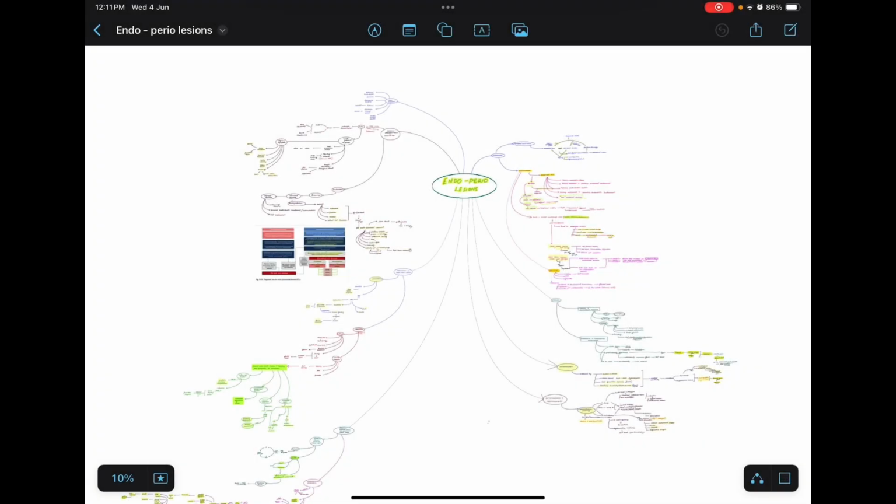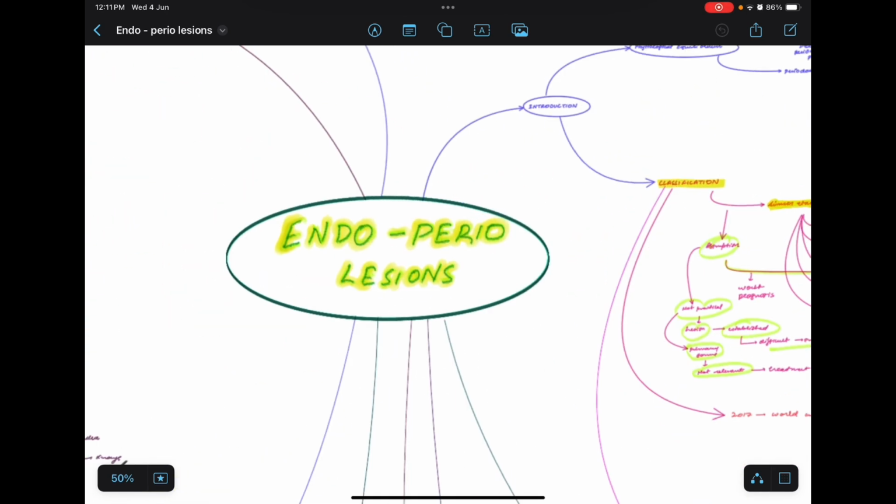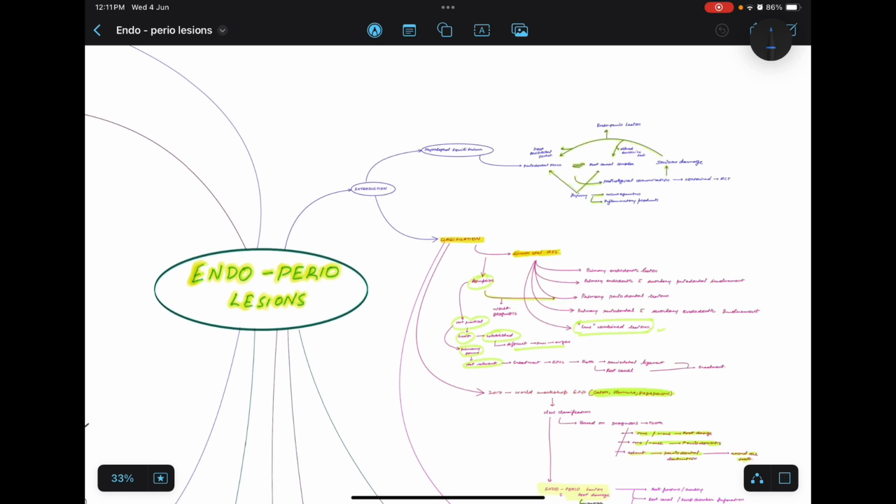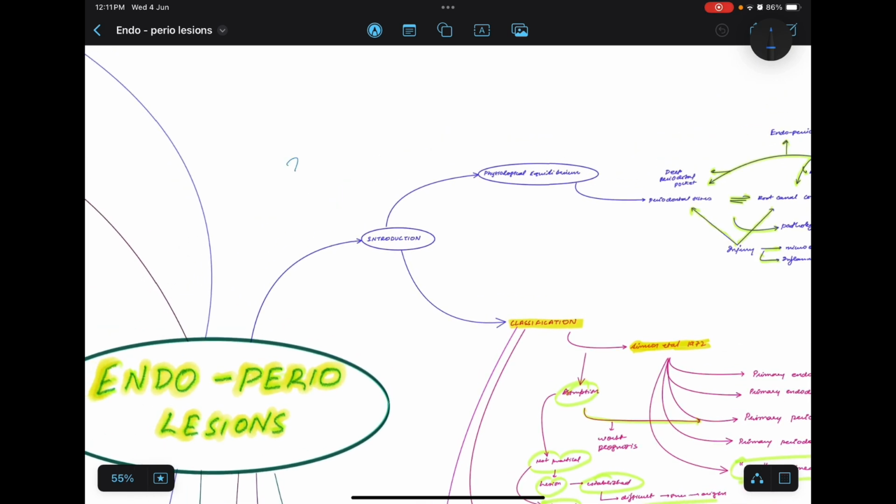Okay guys, so today we'll take a very simple but very misunderstood topic, that is your endo-perio lesions. Now, this topic I have covered mostly from Lindhe. Carranza does mention it, but Lindhe has covered it, including all the recent advances which have been added, pertaining to the 2017 classification also.